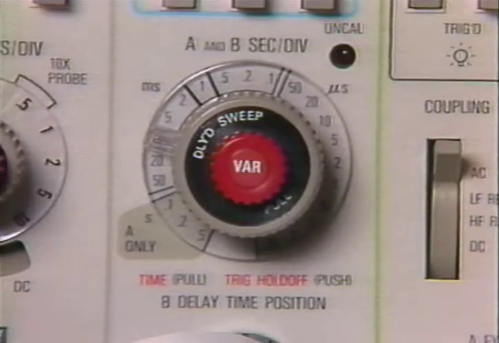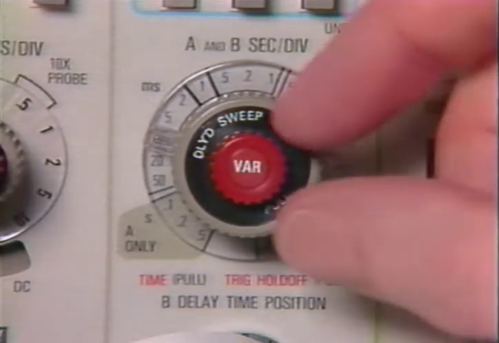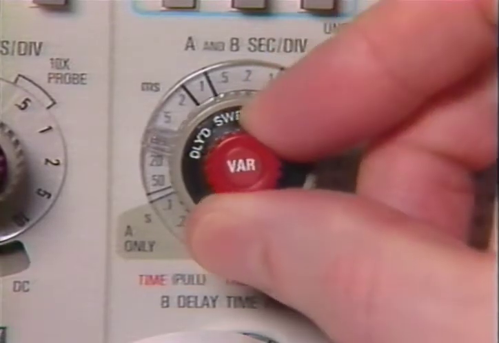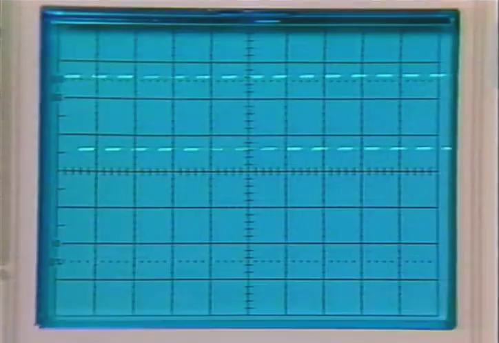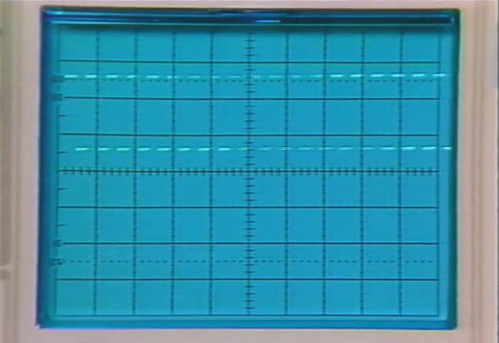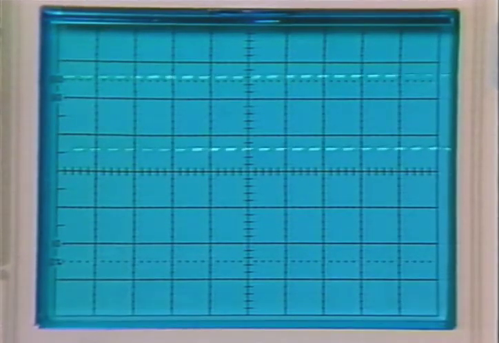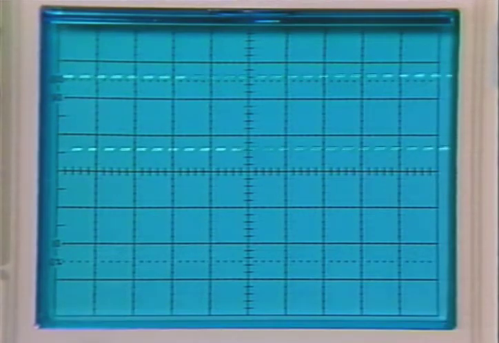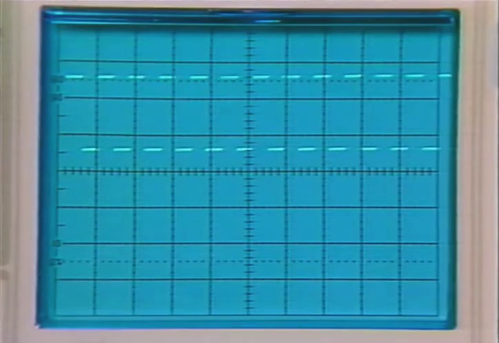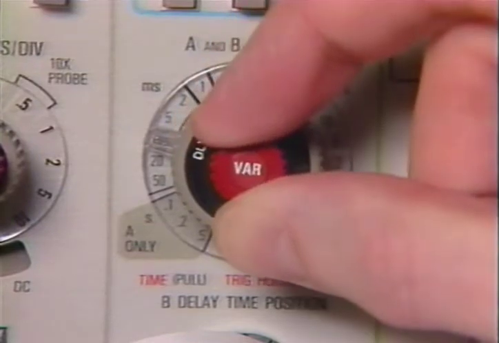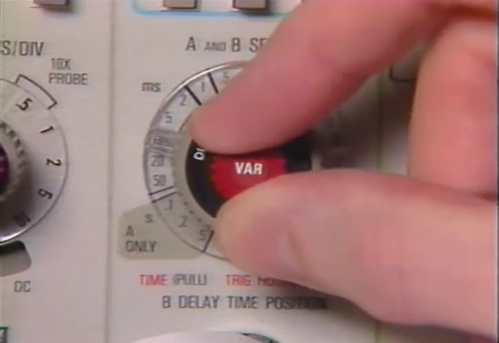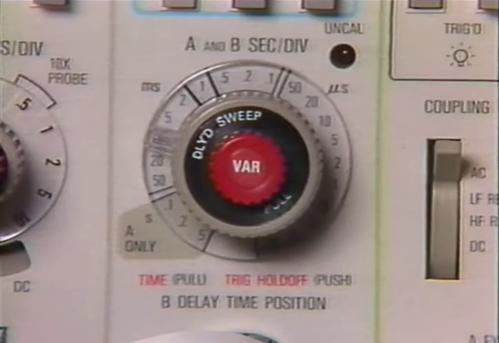Besides the calibrated speeds, you can vary any sweep speed by pulling out and turning the variable control in the center of the seconds per division switch counterclockwise. This control slows the sweep speed by at least 2.5 to 1, making the slowest sweep 1/2 second times 2.5, or 1.25 seconds per division. Remember that the detent in the extreme clockwise direction, or pushing in on the knob, are the only calibrated positions.